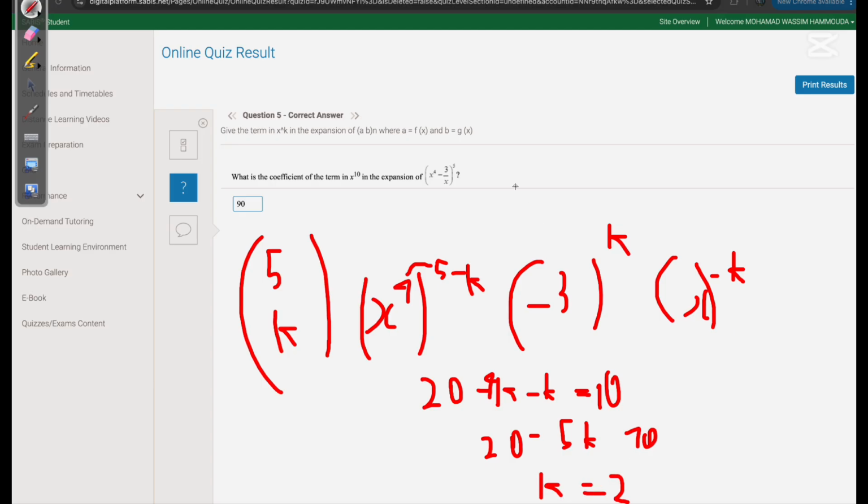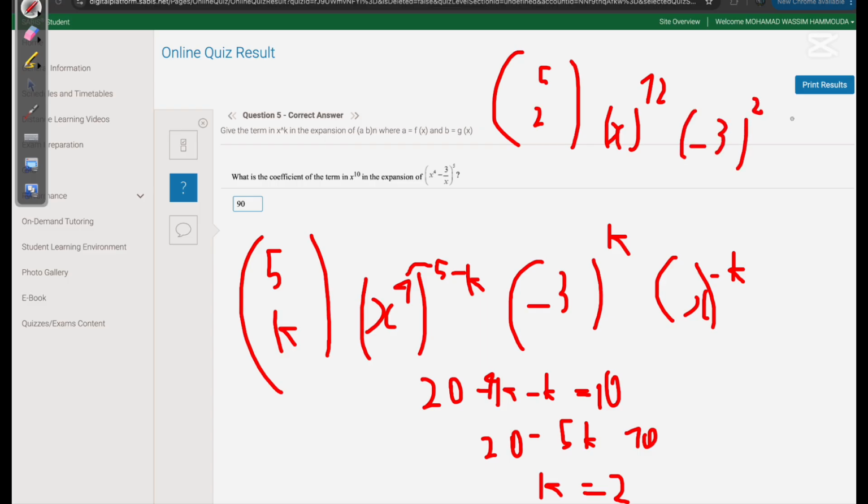So now we substitute. 5C2 x to the 12, negative 3 squared, then x to the negative 2. So 5C2 times 9, which is 90.